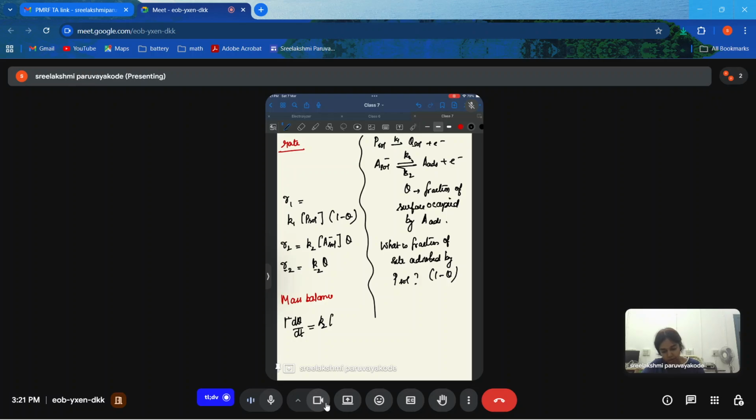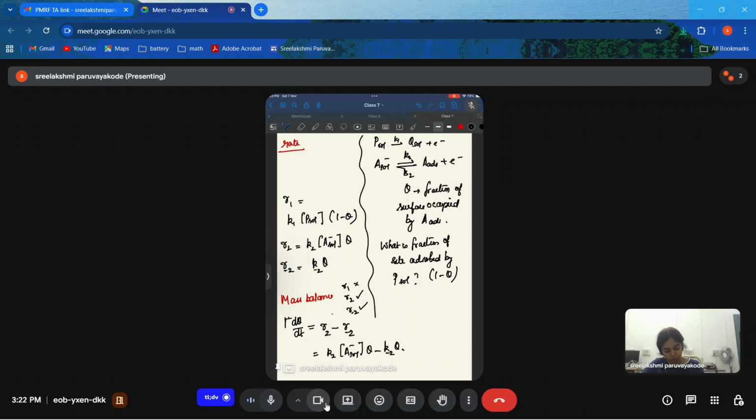So first reaction we won't consider because there is no formation or consumption of theta. R2, yes, there is a formation of theta. And R minus 2, yes, there is a consumption of theta, we'll consider. So the expression becomes R2, where there is formation of theta, minus R minus 2. Now what is R2? R2 is K2 A solution minus theta minus K minus 2 theta. So this is the expression for the mass balance.